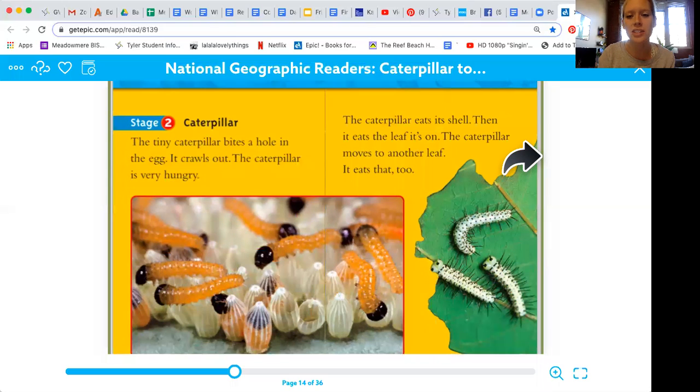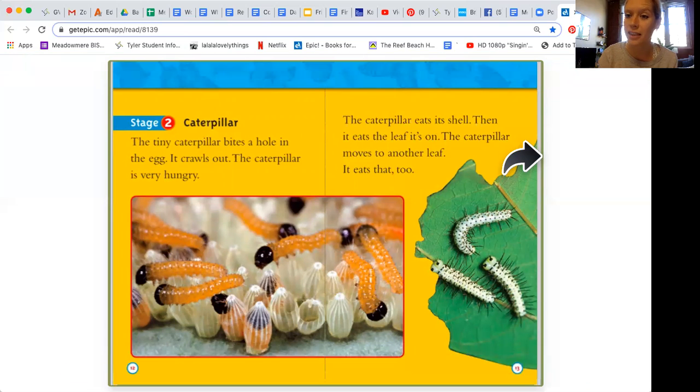The caterpillar eats its shell. Then it eats the leaf it's on. The caterpillar moves to another leaf and it eats that too. You might be making a text-text connection. This reminds me of another book I've read, The Hungry Caterpillar. If you haven't read that one, be watching. I'm hoping to post that one this week too.